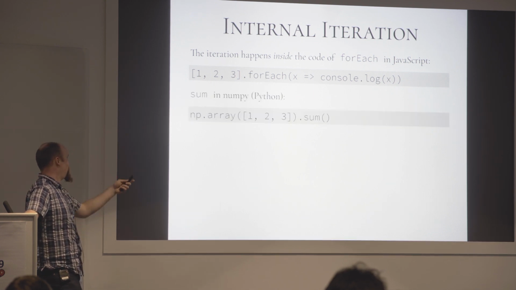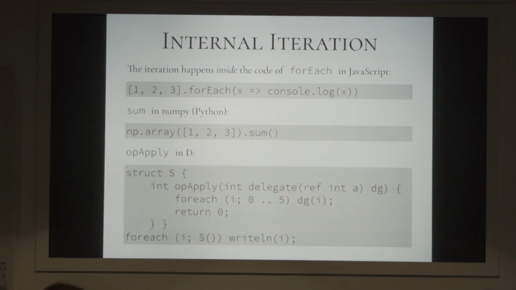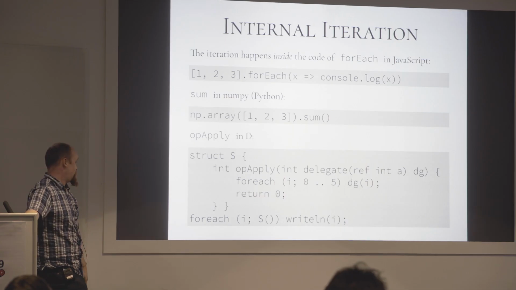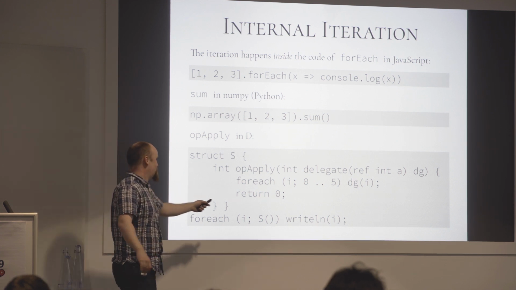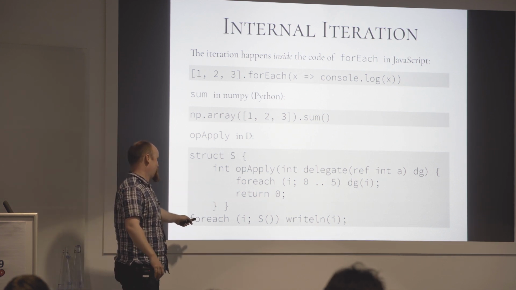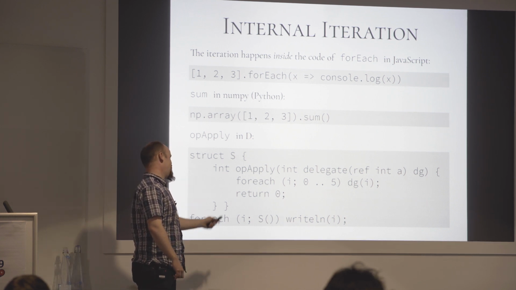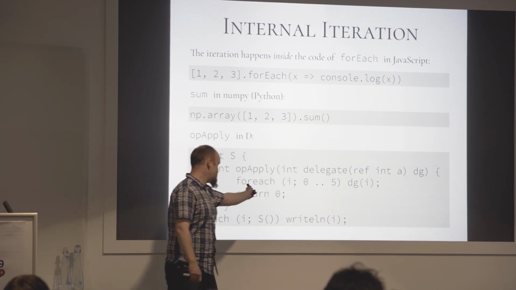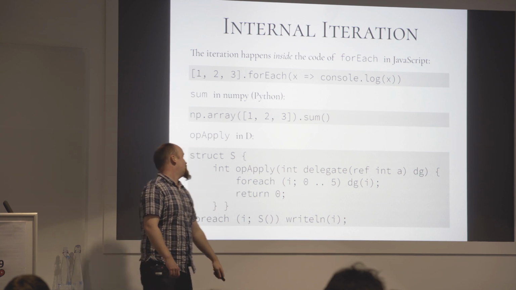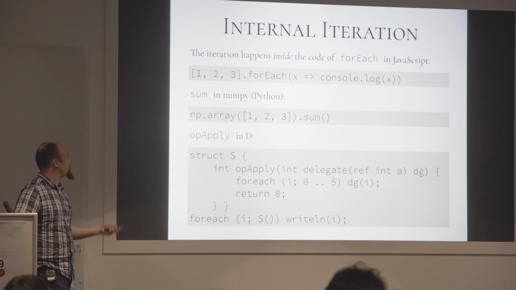Sum, in NumPy's sum, right? The iteration happens inside sum. Sum has a loop in it, loops over the things, calculates the sum. Op-apply in D is internal iteration. The iteration happens inside the op-apply. For each is not actually iterating here, op-apply is iterating. You can see this for each in here is doing the work. So that's internal. Everybody's familiar with that. Everybody's written loops.